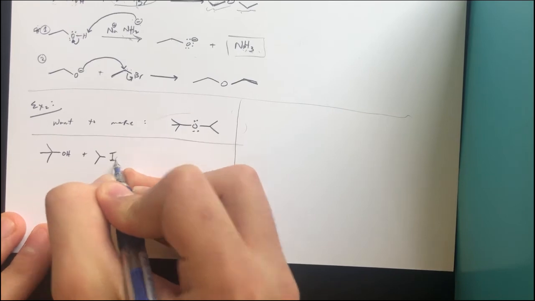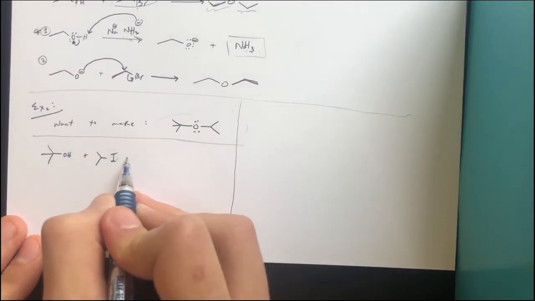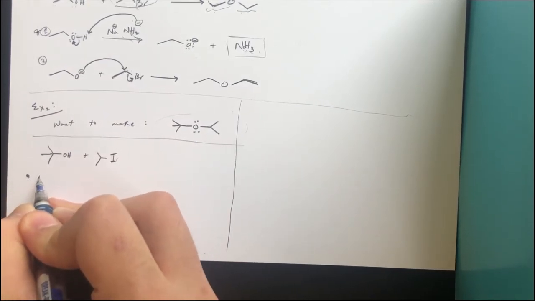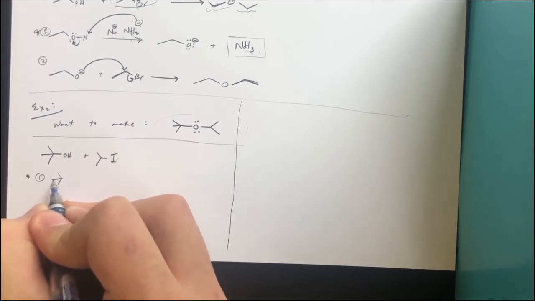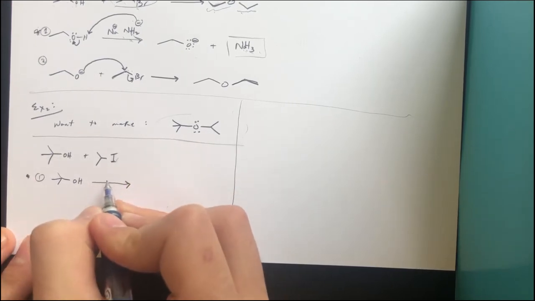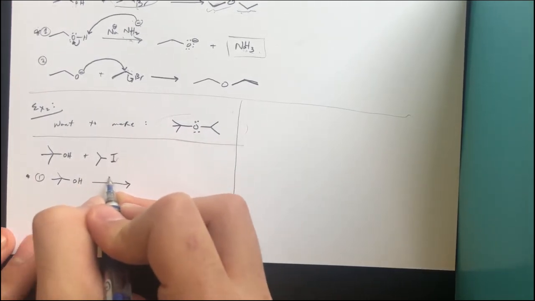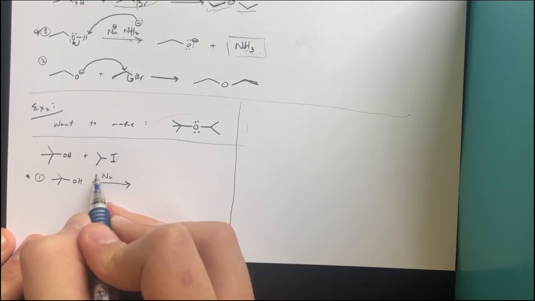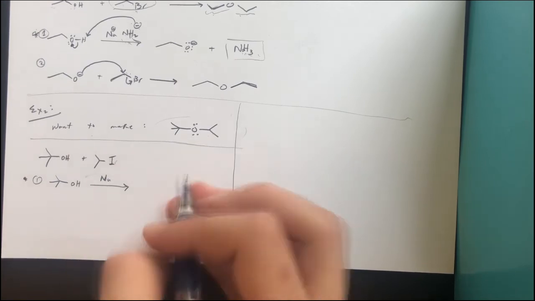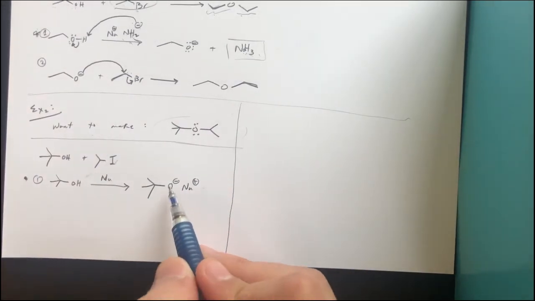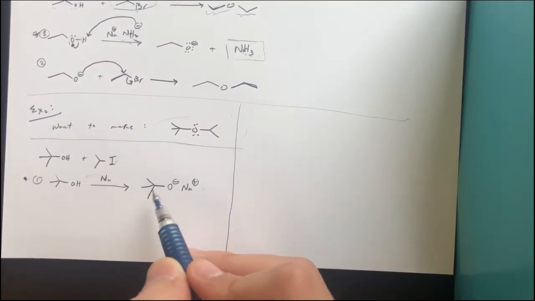Right here, bingo. And then what do we do? So for the first step, I keep writing pluses instead of ones. For the first step, we put the tert-butyl alcohol in really basic conditions. Or let's do a reducing agent, so Na, and then we will get this sodium alkoxide species in solution.